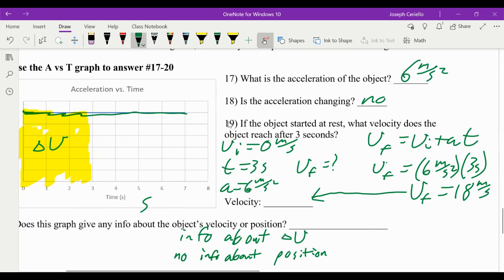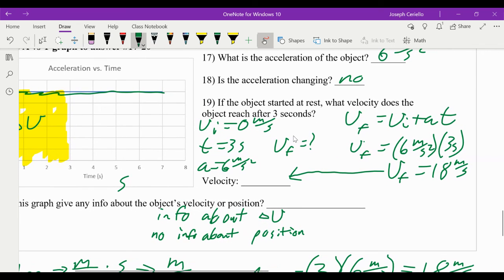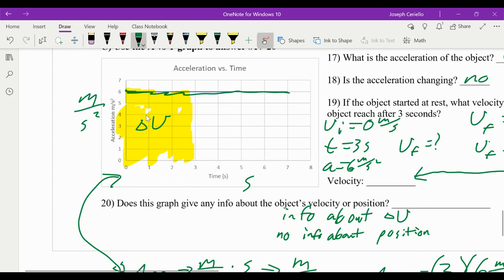This question says, if the object started at rest, what velocity does the object reach after 3 seconds? Starts at rest, so initial velocity is 0. Time is 3 seconds, acceleration is 6, v final is unknown. Vf equals vi plus at. The final velocity would be 18 meters per second. There is a more advanced way to do that one. The more advanced way is to understand that the area underneath acceleration versus time gives us the change in velocity. That's a little bit more advanced, but it's something that might be worth knowing.